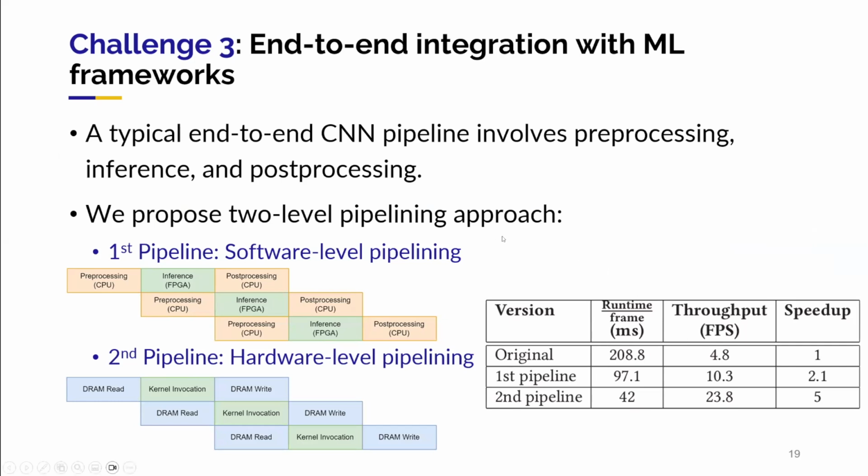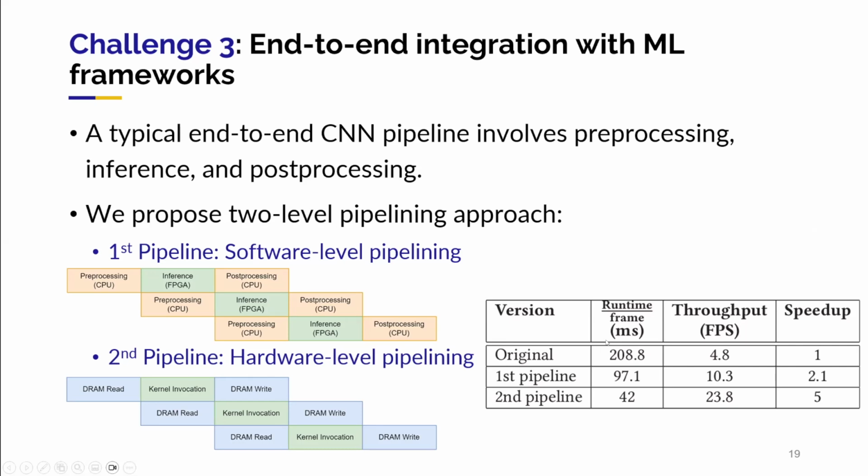The first one is software level pipelining, where we create a pipeline that will overlap the execution of the pre-processing, inference, and post-processing steps, similar to this diagram. And then for the hardware level pipelining, we will overlap the invocation of the kernel with the reading and writing of the data from off-chip memory to on-chip memory. And the impact of these two optimizations can be huge.